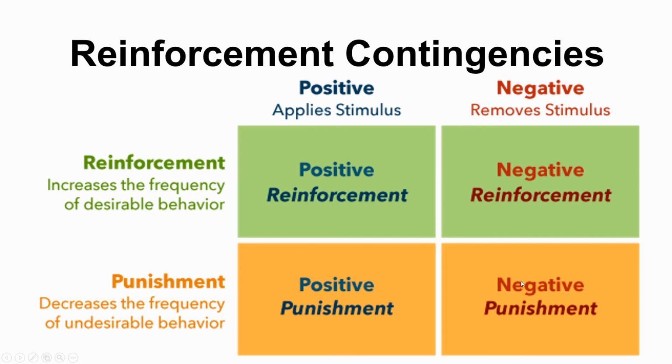And that leaves us with negative punishment, so the removal of a stimulus that would lead us to decrease the frequency of an undesirable behavior. So this would be removing something good so that we are less likely to do that behavior in the future. So maybe as a kid, when you were misbehaving, your parents would take away your TV time. So they're removing something that you enjoyed, which was watching TV, and it made you less likely to act badly in the future so that you didn't lose your TV time in the future. So that would be negative punishment.